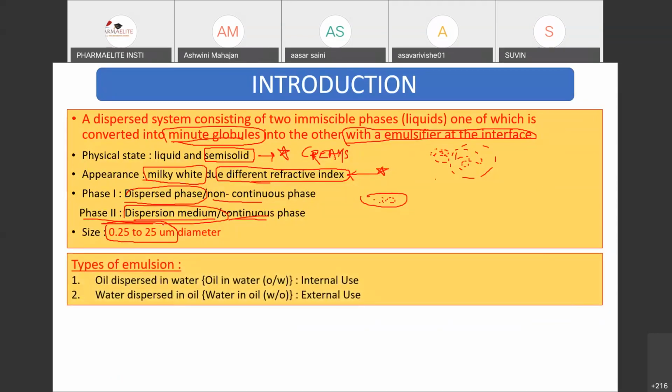When it comes to types of emulsions, majorly there are two types. One is your oil in water emulsion. When I say oil in water emulsion, what do I mean by it? What would be the internal phase? Can I say oil will be the internal phase? I'm saying oil in water. So oil is the internal phase. Water is the external phase. So water is the external phase, oil is the internal phase.